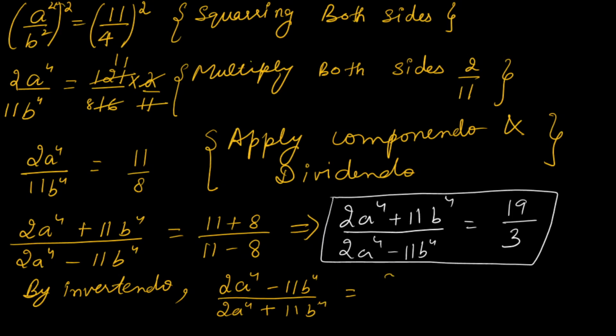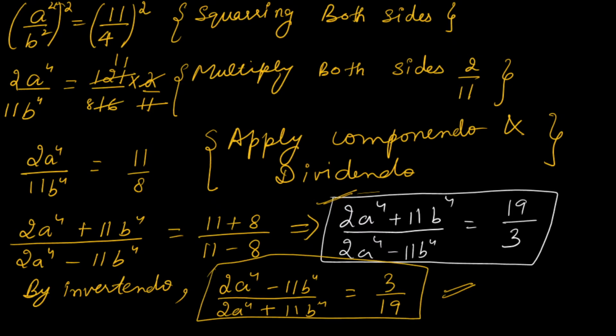So both the sides I have to apply. So 3 by 19. So this is the final answer. So we had to apply invertendo. Some students here, because properties, all the properties you should be very clear with. So after applying componendo and dividendo, we are getting this value. So at the end, we have to apply invertendo to get the required result. I hope you have understood this question. If anyone has any doubt, you can just let me know.